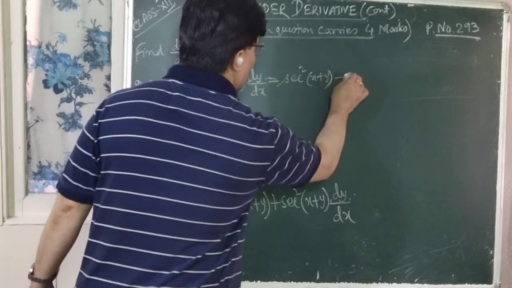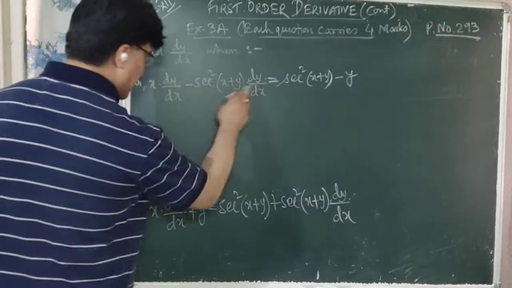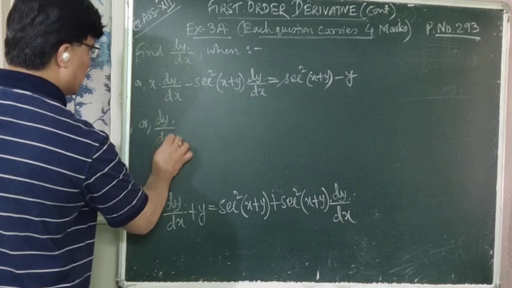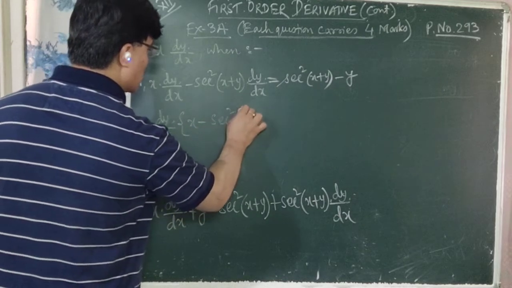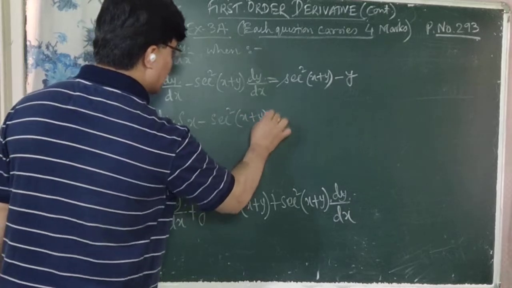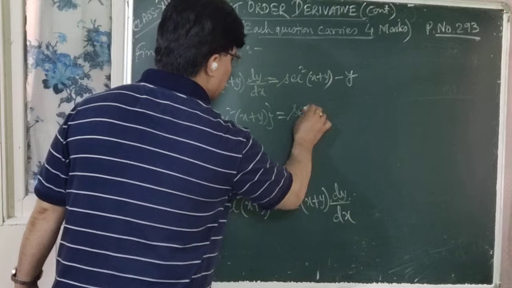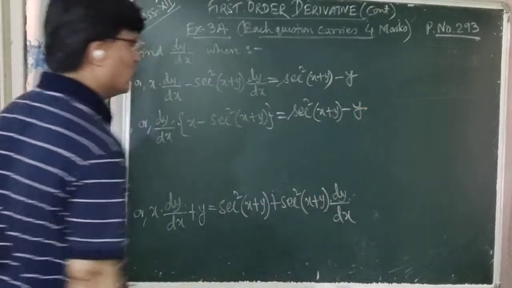So it becomes minus y, right? So you can take common on the left hand side. What is common on the left hand side? It is dy by dx. So within second bracket, x minus sec square (x plus y), which is equal to, on the right hand side it is kept the same, that is sec square (x plus y) minus y.